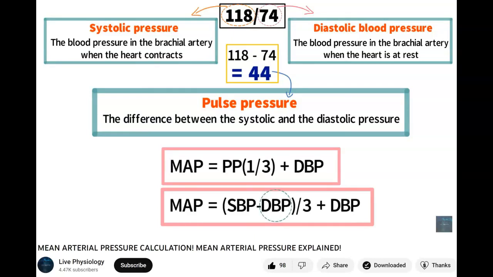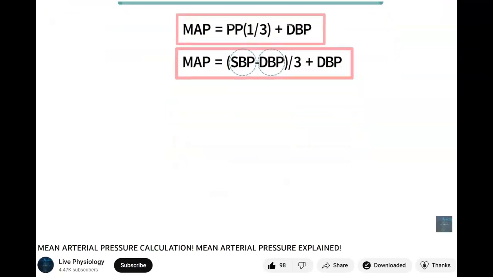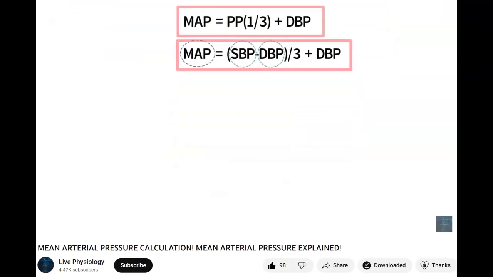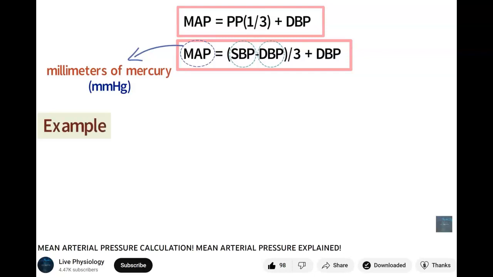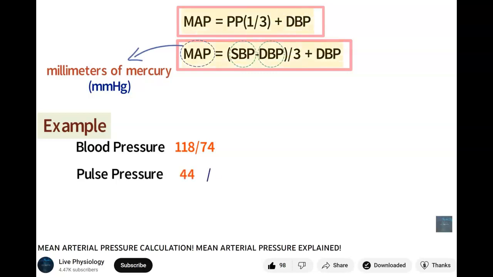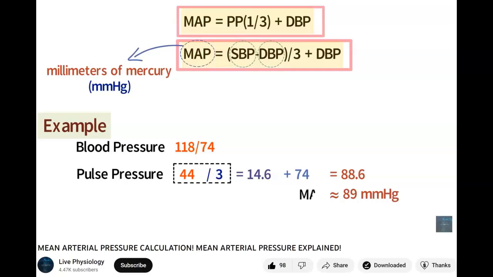However, since the formula shows diastolic blood pressure is to be subtracted from systolic pressure, the value for pulse pressure is still present in the equation, even if this value is never referred to by its formal name of pulse pressure. Since mean arterial pressure is calculating a pressure, the units used are millimeters of mercury, mmHg. In our example of taking a blood pressure reading of 118/74, we can calculate a pulse pressure of 44, which divided by 3 is 14.6, and added to 74 is 88.6, or 89 millimeters of mercury.